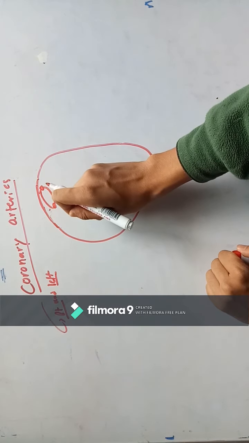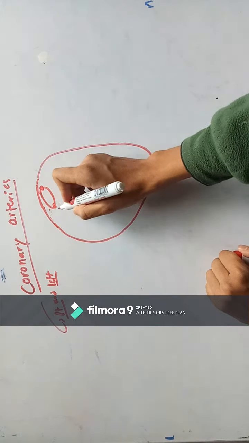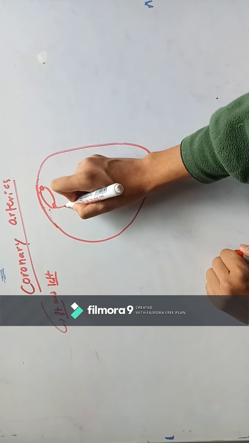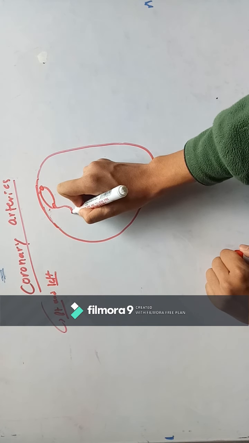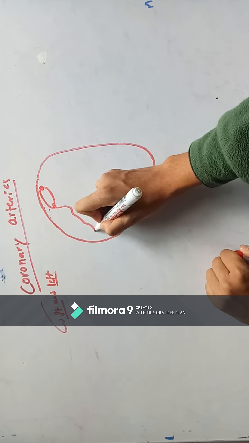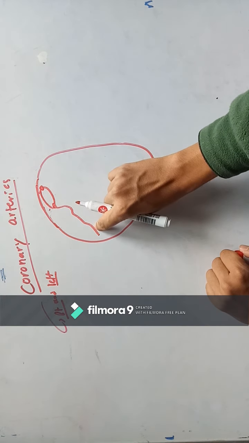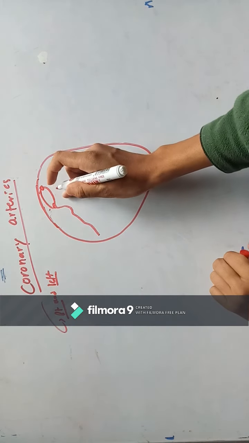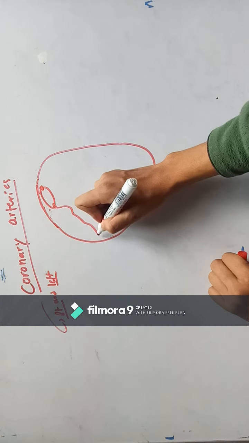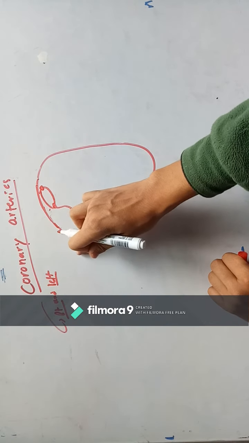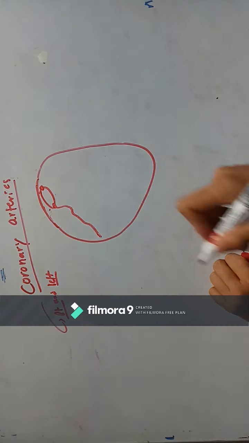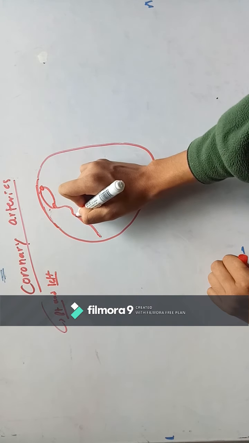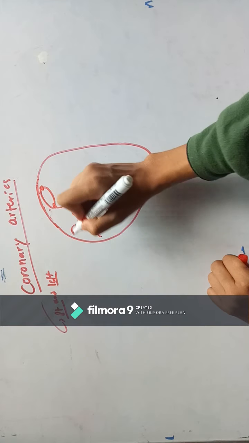The right coronary artery, as I mentioned earlier, originates from the anterior aortic sinus. So this is the anterior aortic sinus, and here the right coronary artery originates. Now it goes along the atrioventricular groove. What is the atrioventricular groove? I mentioned it in my previous video. It goes along the atrioventricular groove towards the right border. In the middle part it gives off a branch called the SA nodal branch.